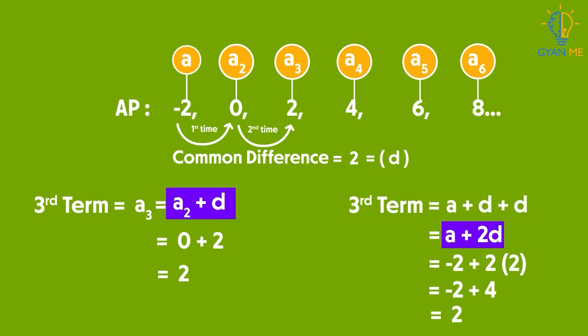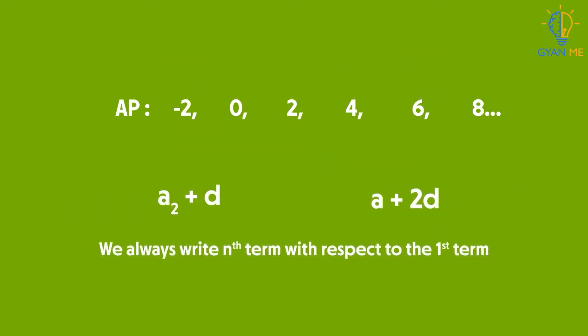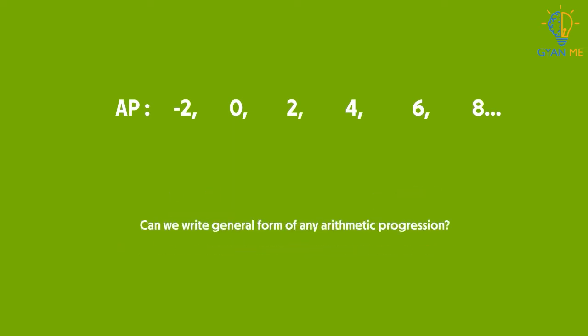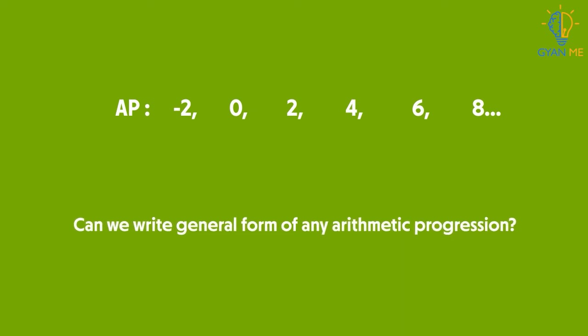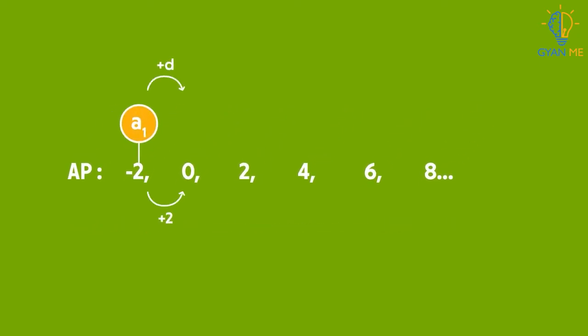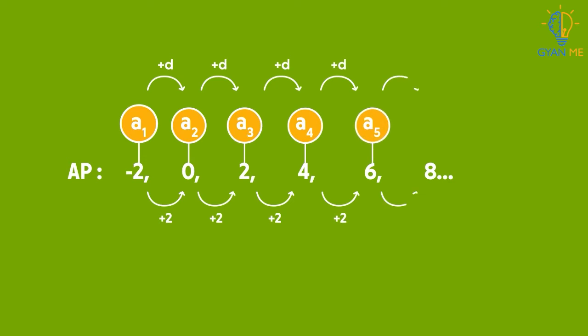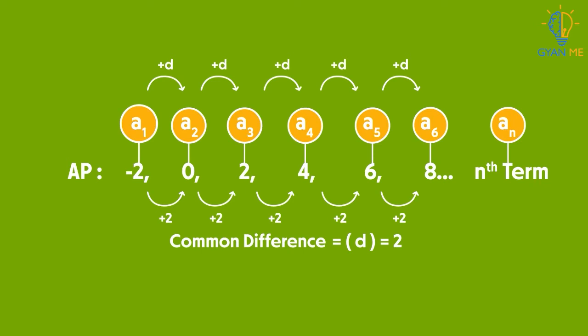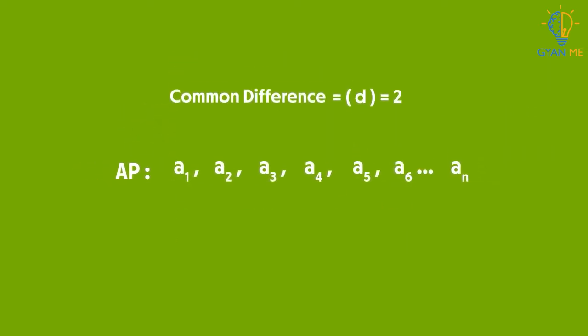Students, both the ways of writing are correct, but conventionally we always write the nth term with respect to the first term. So from our example, can we write the general form of any arithmetic progression or any AP? Suppose we denote -2 as a1, 0 as a2, 2 as a3, that is the third term, and so on until the nth term as an. And the common difference too can be written as d. So if we denote the first term of an AP by a1, second term by a2 till the nth term an, and the common difference d, then the AP becomes a1, a2, a3 till an.